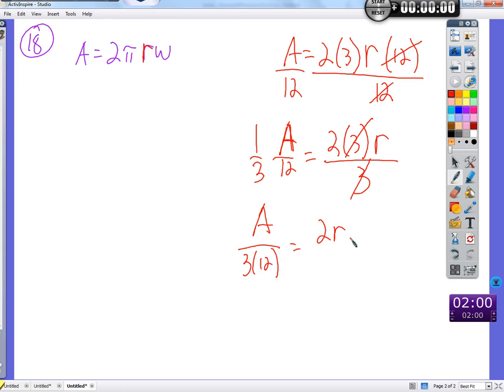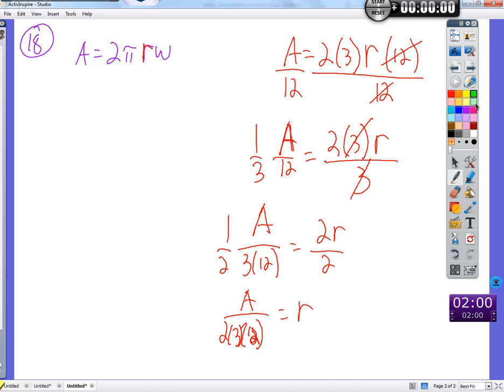Now how do we get R by itself? Divide by 2. Well, multiply by 1/2. So we have A over 2 times 3 times 12 is R. So when we come over here, we have the same exact situation. We have a number times R times W, a number. W is just some number, and it interacts with other numbers in the exact same way that a number would. It multiplies, it divides, it adds, it subtracts, just like any other number would.